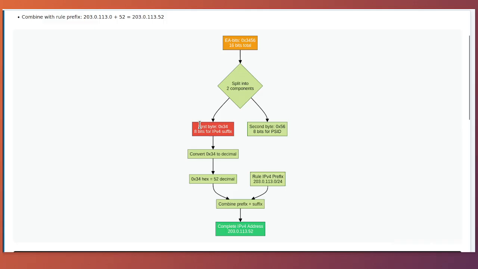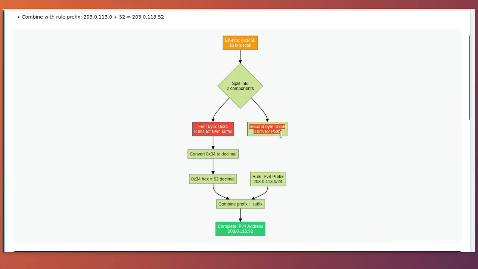The MAP rule tells us that the PSID length is 8 bits. Since the total EA bits length is 16 bits, this means the IPv4 suffix uses the first 8 bits and the PSID uses the last 8 bits of the EA bits value.